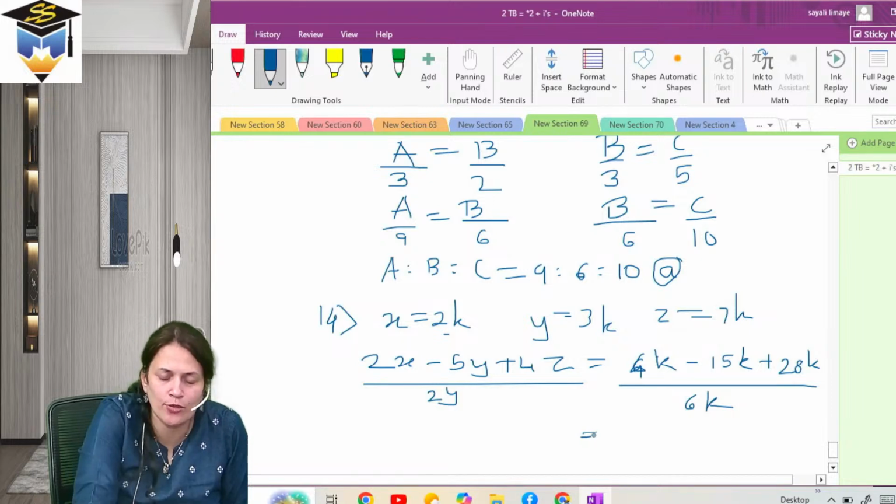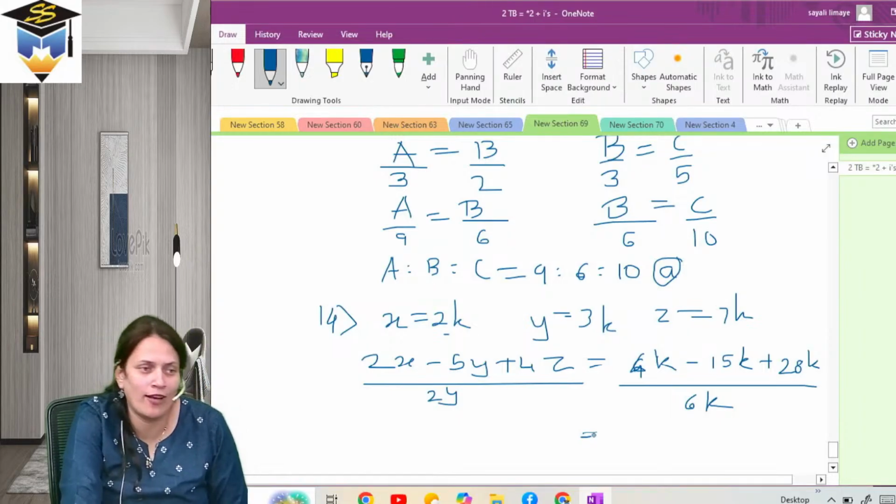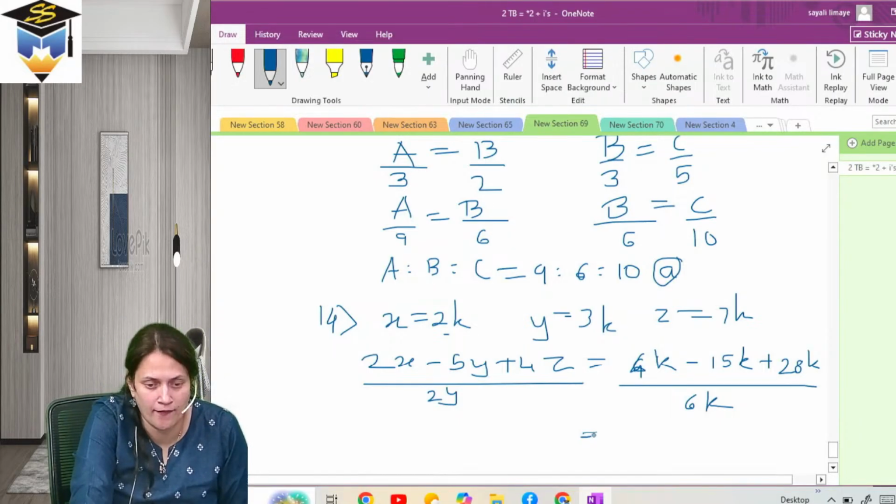X upon 2 is equal to y by 3. Multiply both sides by 1 by 4. So x upon 8 will be equal to y by 12. Now take the second ratio of y by 4 is z by 3. Multiply by 1 by 3. Again you will get y by 12 is equal to z by 9. So the value of x is going to be 8, y is going to be 12, and z is going to be 9.